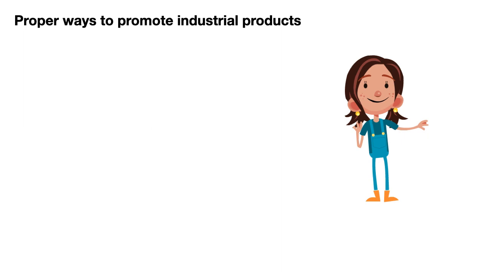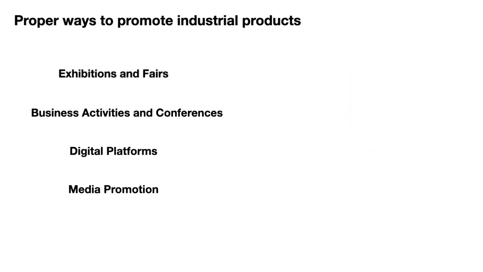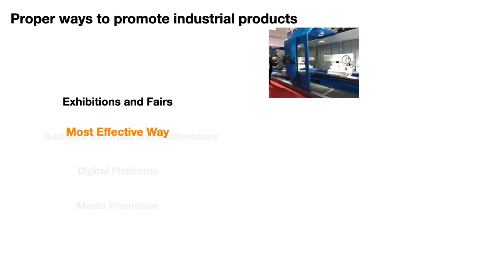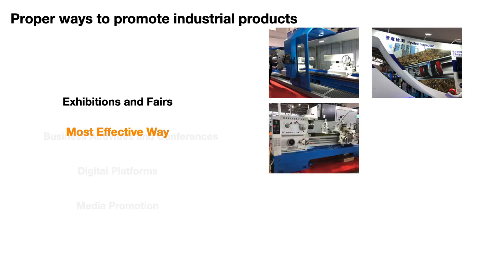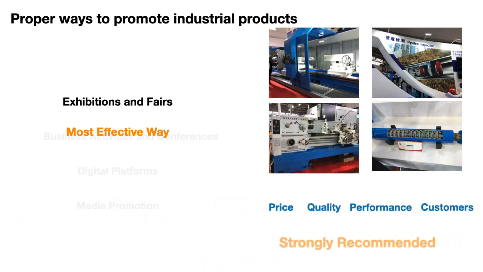In the last part, I will introduce a little about promotion within China. Usually there are 4 ways: exhibitions and fairs, business activities and conferences, digital platforms, and media promotion. Exhibitions and fairs are most effective for a new industrial product or company to show themselves in China. At the exhibitions, people can talk, compare, watch, touch, even operate products personally. One can have a rough but accurate judgment in a short time of what level their product is at in the China market, including price, quality, performance, target customers, and so on. This way is strongly recommended for foreign companies.